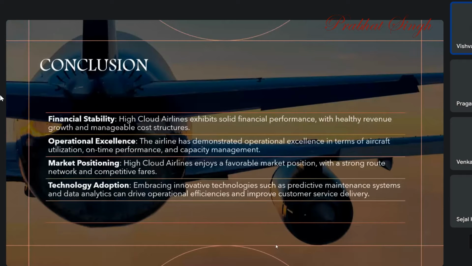As per the conclusion, HiCloud Airlines exhibits solid financial performance with healthy revenue growth and a manageable cost structure. The airline has demonstrated operational excellence in terms of aircraft utilization, on-time performance, and capacity management. HiCloud Airlines enjoys a favorable market position with a strong route network and competitive fares. Lastly, embracing innovative technologies such as predictive maintenance systems and data analytics can drive operational efficiency and improve customer service delivery.